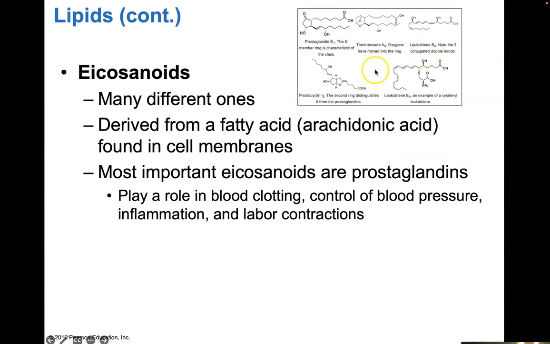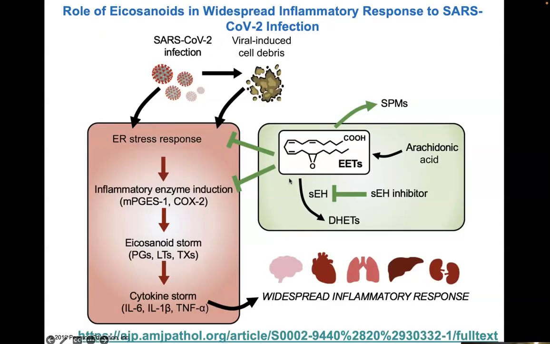Eicosanoids, we won't talk too much about these. They are derived from these fatty acids called arachidonic acid found in our cell membranes, and they're most important for our prostaglandins. Our prostaglandins are an important hormone that plays a role in blood clotting, blood pressure, inflammation, and labor contractions. This is all going to be more your 202 stuff. But it's just important to keep in mind that prostaglandins have this lipid base to them, okay?